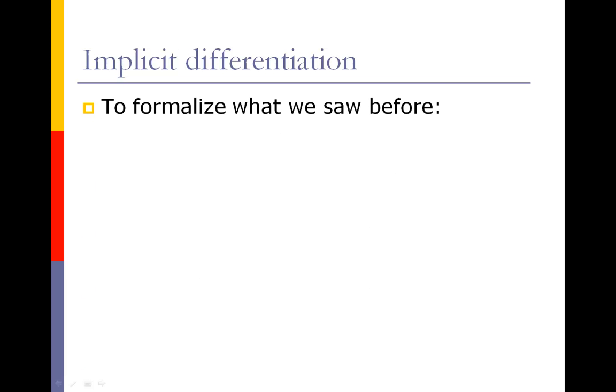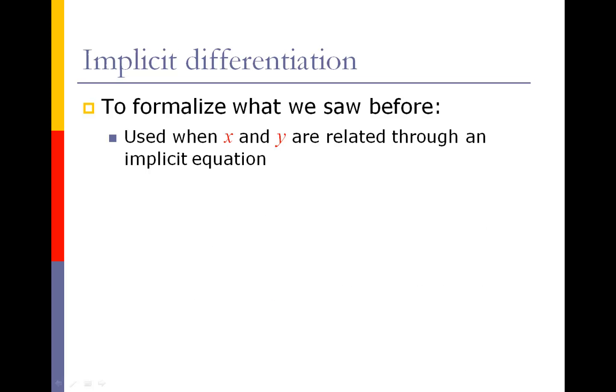Now, what we're going to do in this class is just formalize what we've seen before in terms of what implicit differentiation is, and I'm going to preview a little bit the uses that we're going to make of this technique in the future. So just to formalize, implicit differentiation is used when x and y, the two variables, are related not through an explicit function of the form y equals f of x, but through some kind of implicit equation where x and y are linked, but we cannot untangle them, or maybe it's difficult to untangle them.